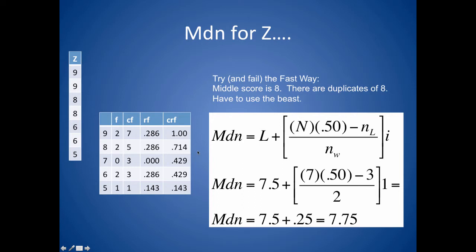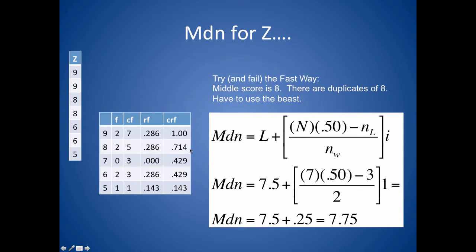It is not halfway through here. It depends on things like how many things are below it and how many are within the class. So we know it's in this grouping, lower real limit of 7.5, n is 7, the number below is 3, the number within is 2, interval size is 1, cha-ching. This says that our median is 7.75. That it's about a quarter of the way down here actually, right around there. If you spread these two scores out evenly in this space, it's saying right around there you hit the 0.5 mark.